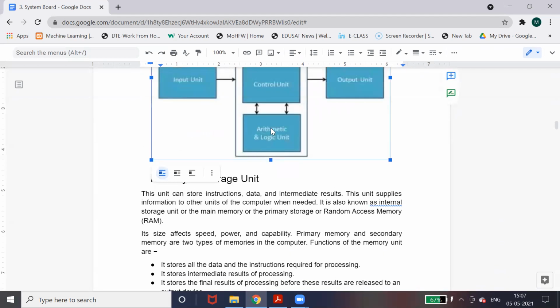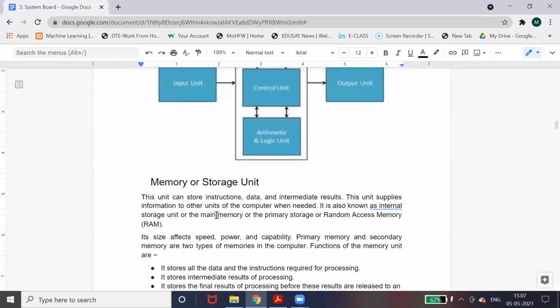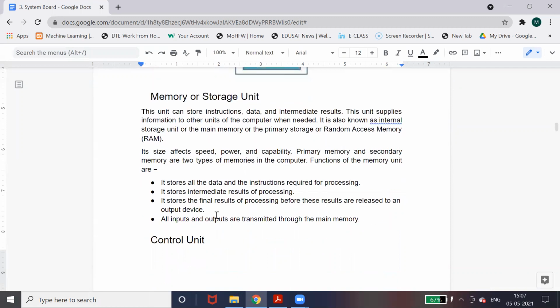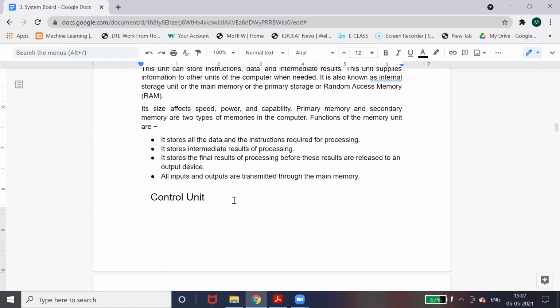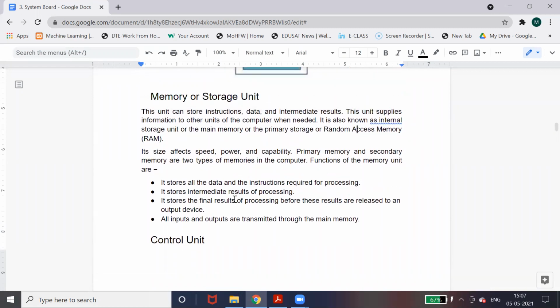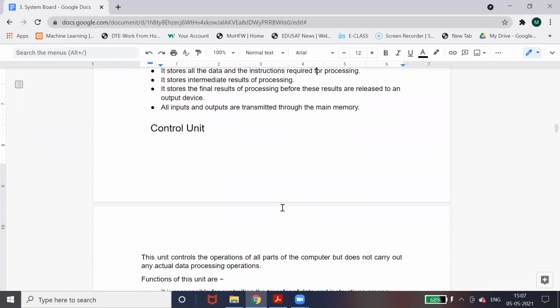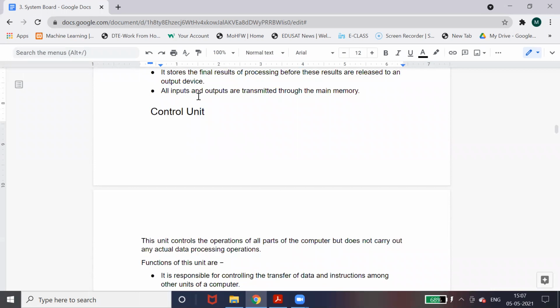Now here, the memory unit is used to store the data temporarily when it is going to be processed. That is your RAM, random access memory. It depends on the speed of your RAM and the latest RAM that you are using. It is used to store the data and the instructions required for processing. Also, it stores the intermediate results of processing, and it sends the final result to the output unit. So input and output units are transmitted through the main memory.